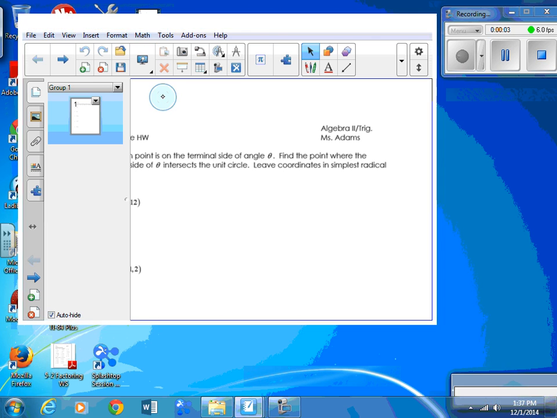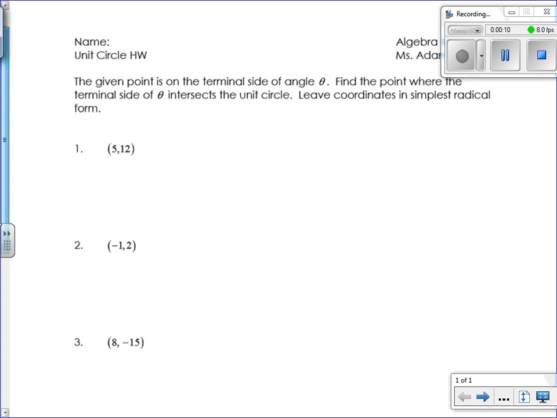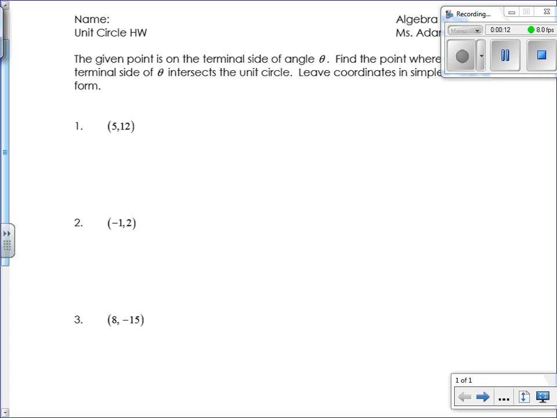Here is the unit circle homework answers. Remember, you only want to do the first one for this assignment in addition to the other worksheet.